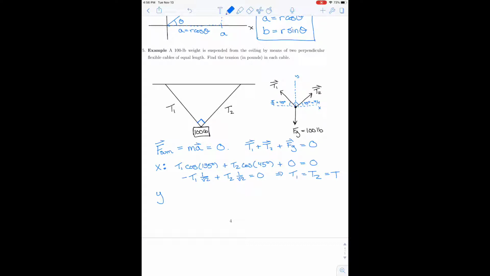So now let's move on to the y coordinate. For the y coordinate, we would see that we would have T1 times the sine of 135 degrees plus T2 times the sine of 45 degrees minus the 100-pound force, which is all in the y direction. And we would set that equal to 0.